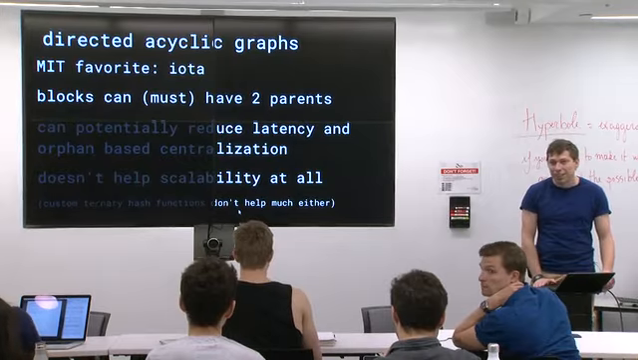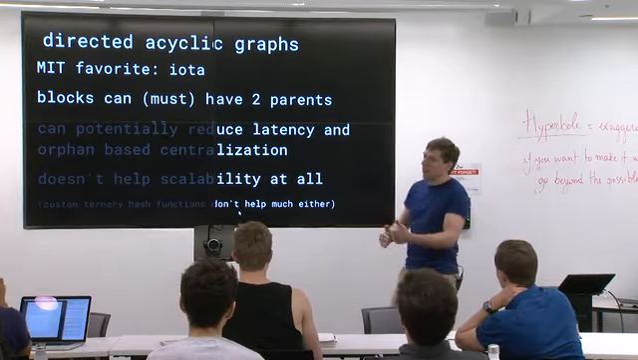Yeah, P2Pool also does that. Yeah, P2Pool sort of does this as a layer on top.